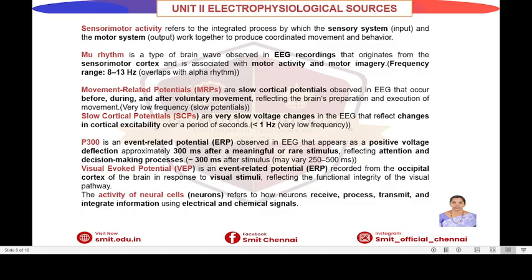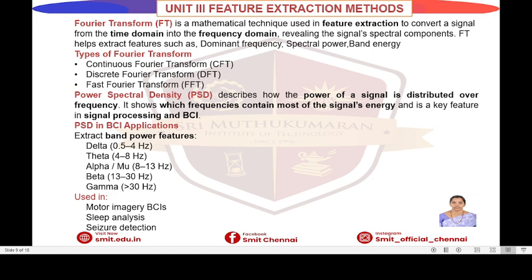And in this activity of the neuron cell, we have to study what action potential and resting potential are. Your third unit is the feature extraction method. Here the features are important. So here some techniques, or methods, are given to extract the features.